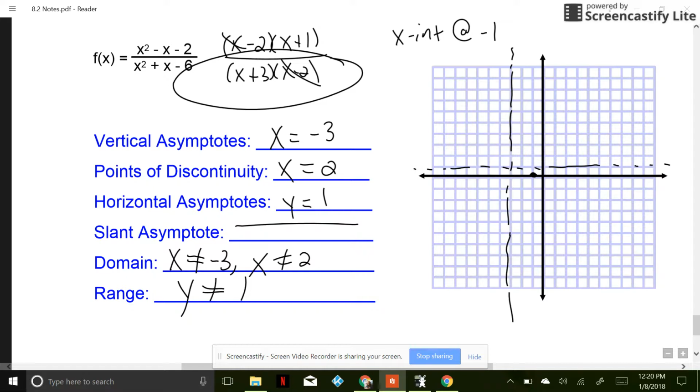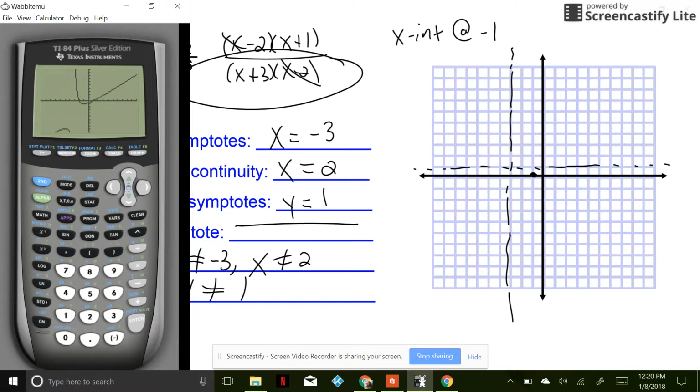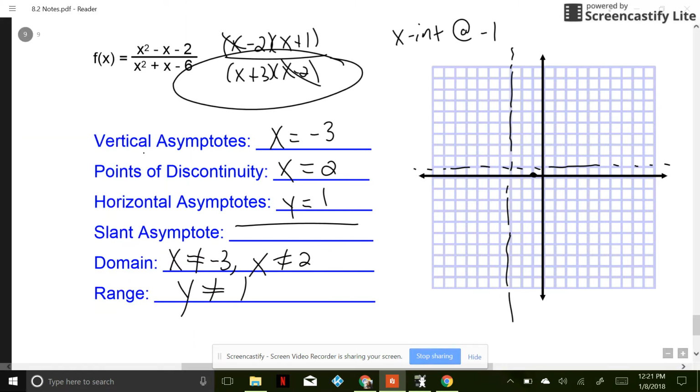So I can already tell which quadrants I'm going to be in, but I do want to double check with my graph. So we have x squared minus x minus 2 divided by x squared plus x minus 6. We graph, and yep, there it is, right where I expected. So we're going to be in these two diagonal quadrants, here and here.